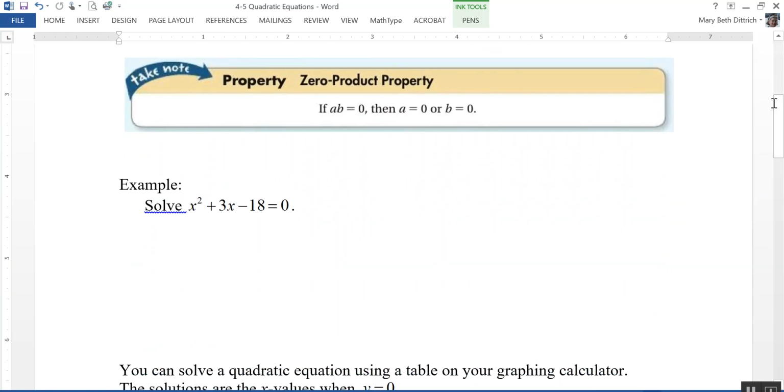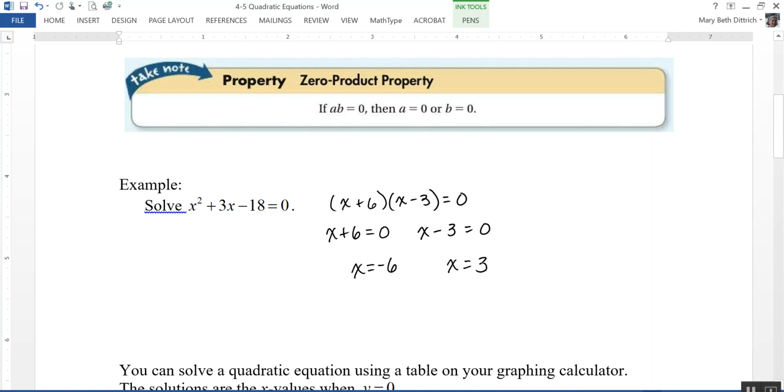So here we have x squared plus 3x minus 18 equals 0. Factoring that, I'm going to be looking for two numbers that multiply to negative 18 and add to positive 3. So those numbers would be 6 and negative 3. So that factors into x plus 6 times x minus 3 equals 0. The zero product property says that either one of those could equal 0, so set each of those binomials equal to 0. So x is equal to negative 6 or x is equal to 3.